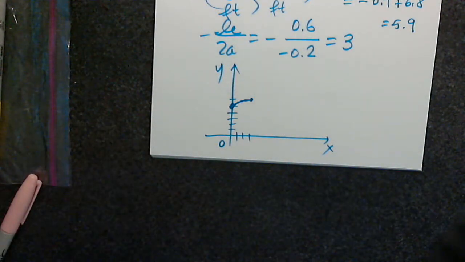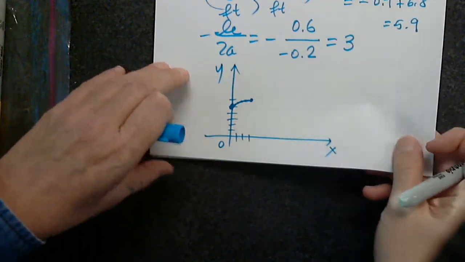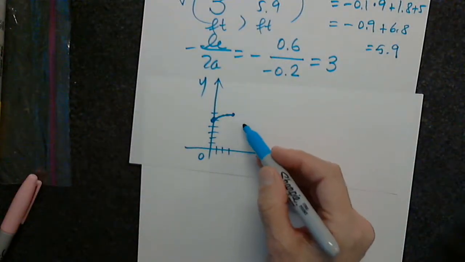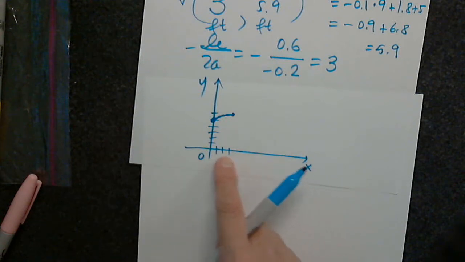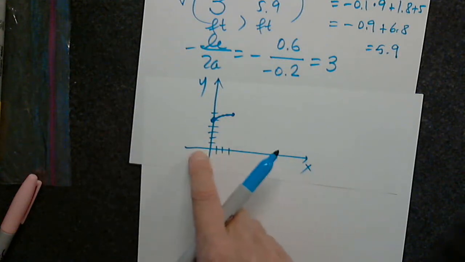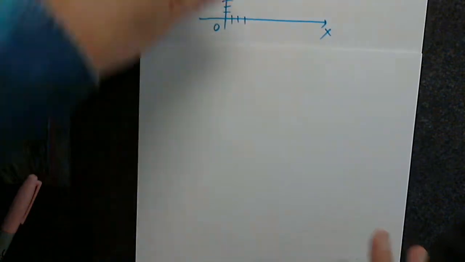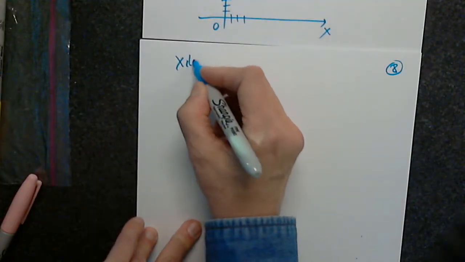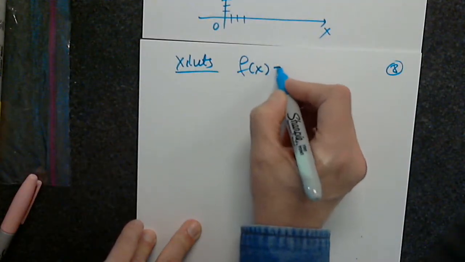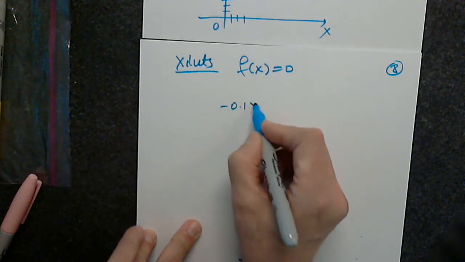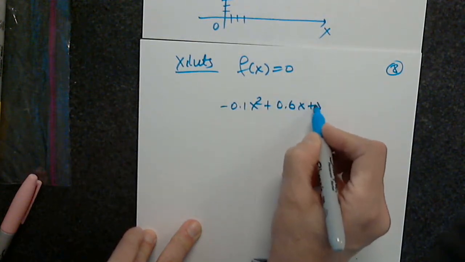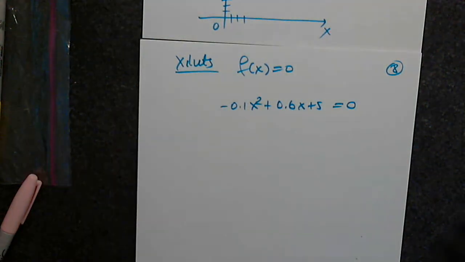Perfect. Part B. How far does the ball travel horizontally before hitting the ground? That's when you use the quadratic formula. Right, because I'm asked to find what? The distance. Oh, the x-intercept. Very good. The x-intercept indeed. So x-intercepts when f of x is 0 or negative 0.1 x squared plus 0.6 x plus 5 equals 0. And now you know what I am going to do first. Even if you don't say it, I will do it.